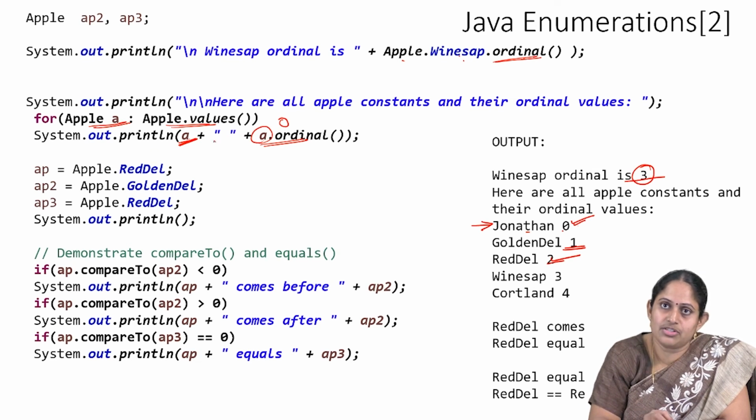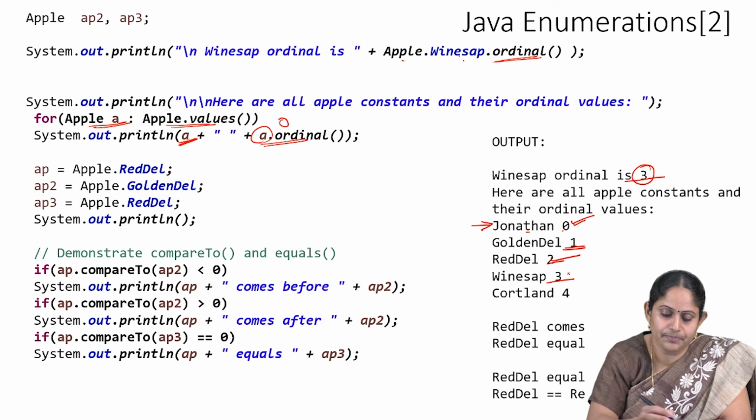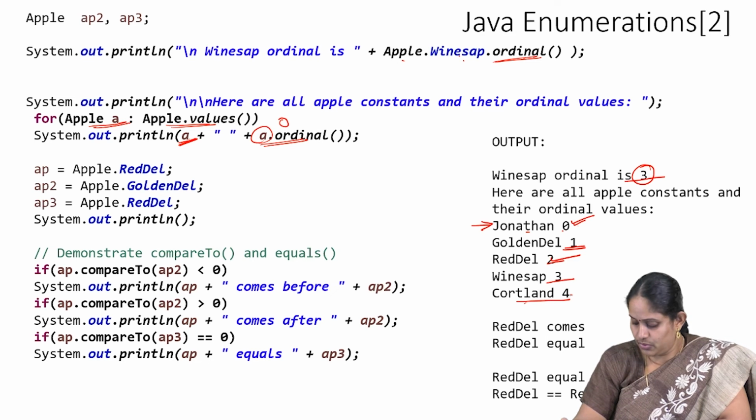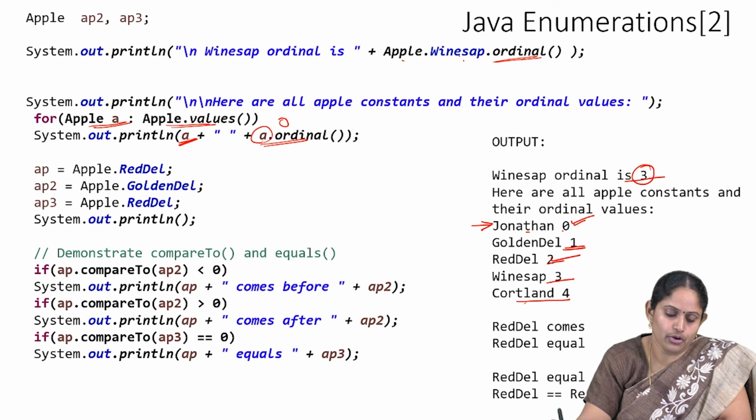Then next it points to WinSap. WinSap is at the fourth location, so its ordinal value is 3. So you get WinSap 3. Likewise, Kotlin is at location 4. Its position is 4, so you get the output as 4. Ordinal value will be 4 for Kotlin.